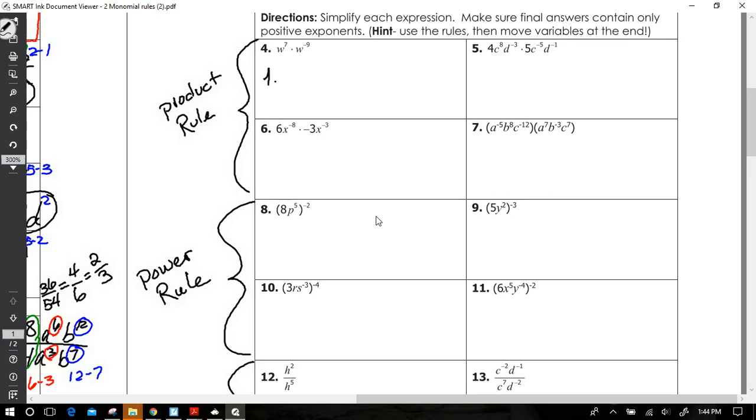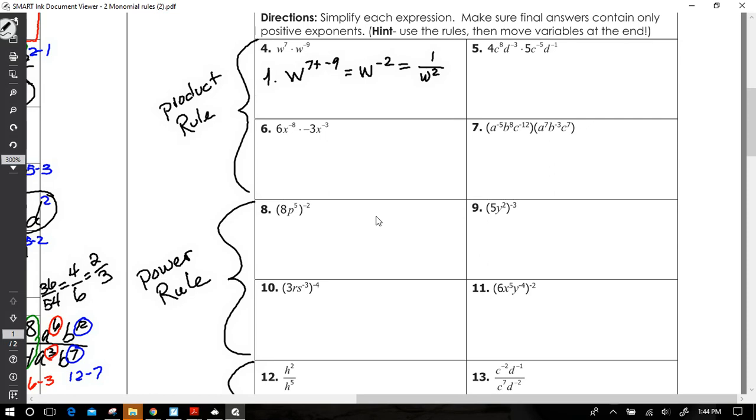Way 1 would be just going straight across. W to the 7th times W to the -9th would be keep the base and then add the exponent. So 7 plus -9 is going to give me a -2, which then is a flag telling me to move that to the bottom. So that's one way to handle it.